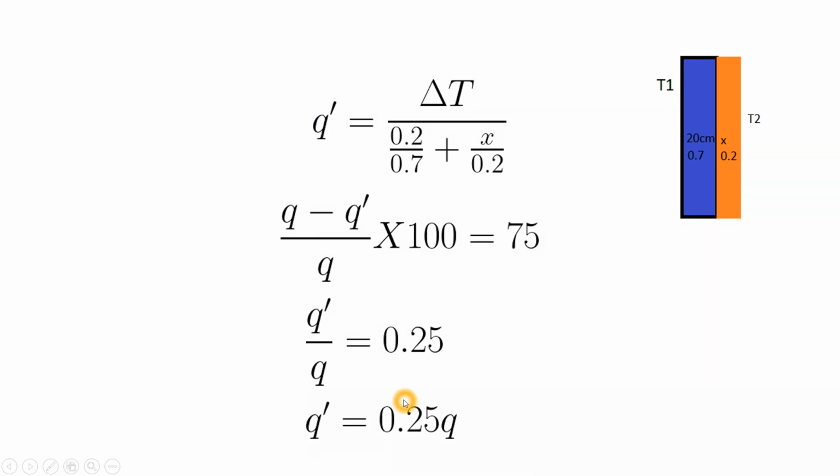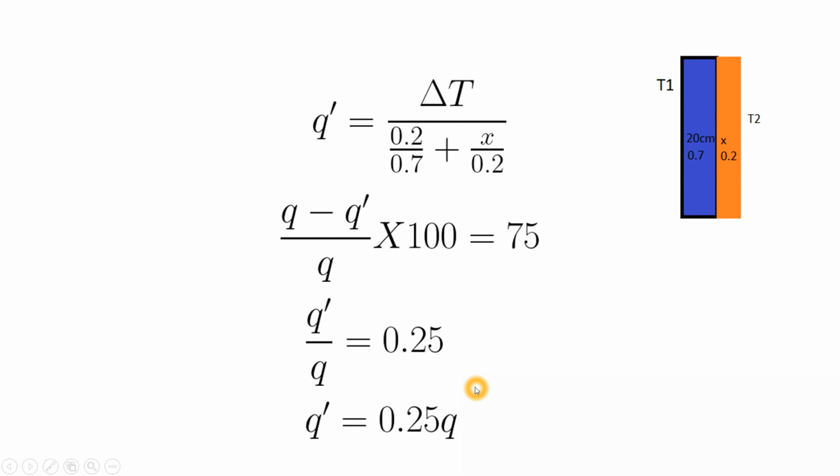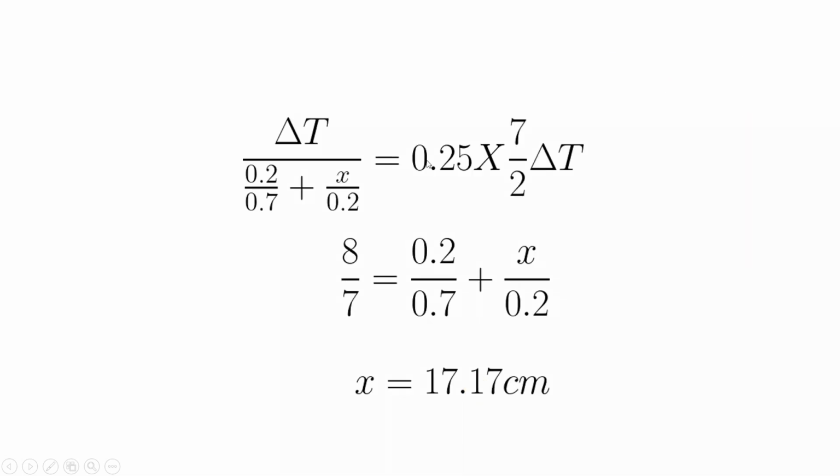Q dash is this, and we have calculated Q initially, that is 7 by 2 delta T. So from this we will put all the values. After solving we will get X is equal to 17.17 centimeter. This is the final answer, right?